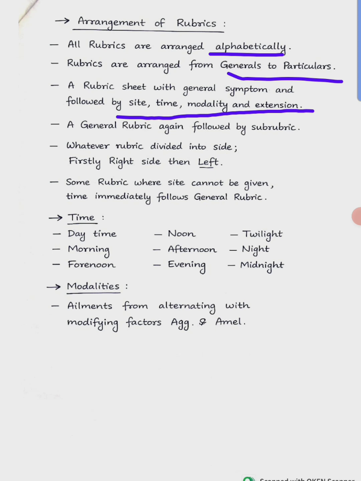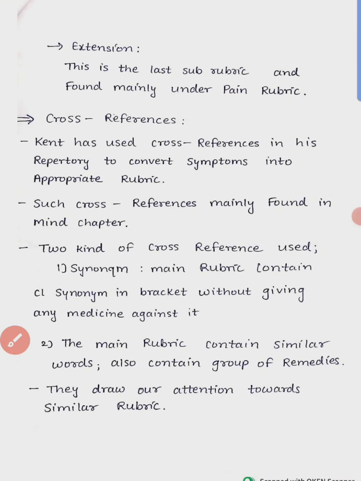Whatever rubric is divided into sides, it is firstly divided into right side and then left. For rubrics that divide by side, first the right side is mentioned and then the left. In some rubrics where side cannot be given, time immediately follows the general rubric. Now time: daytime, morning, forenoon, noon, afternoon, evening, twilight, night and midnight are mentioned. Modalities: elements from, alternating with, modifying factors, aggravation and amelioration are mentioned. Extension: this is the last sub-rubric and is found mainly under the pain rubric.